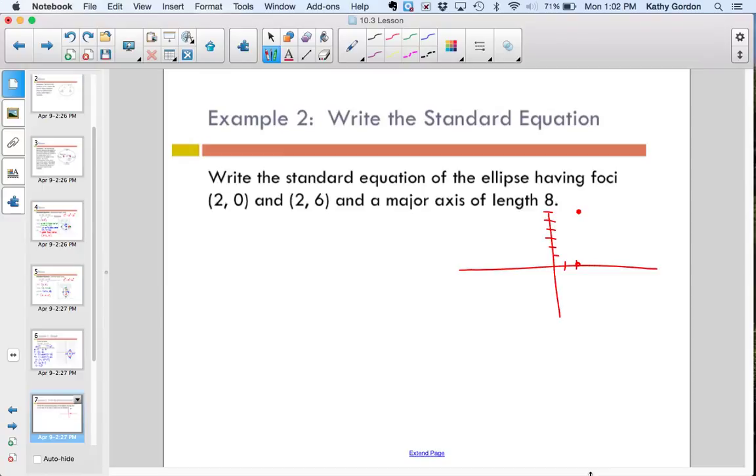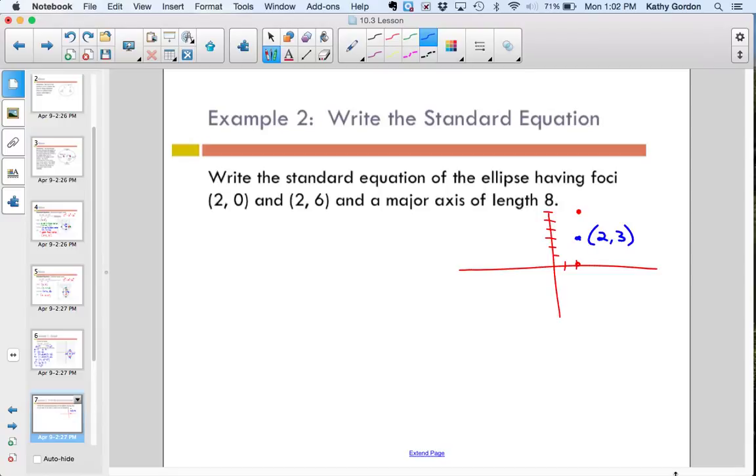Two things I can tell really quickly from this. One, direction. My major axis is vertical. What's the other thing I can tell really quickly? The center. This is 6 units. Center is going to go halfway in between. Boom. There's my center. Which is now the point what? (2, 3). There's H and K.